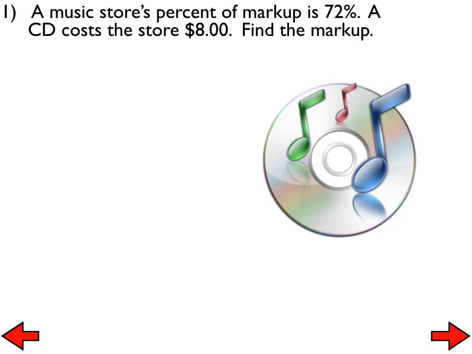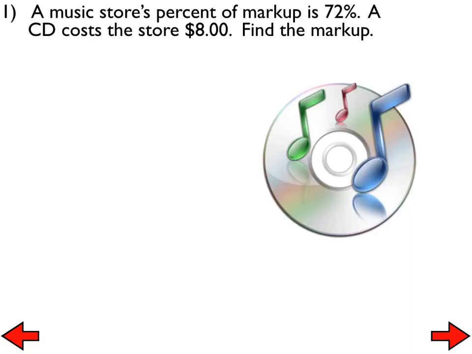So let's try number 1. Music store's percent of markup is 72%. The CD costs the store $8. Find the markup. In the directions at the end, it says find the markup. Do you see the word price? Is it asking you to find price? It's asking you to find markup only. So are you adding or subtracting in this problem? Yes or no? Adding or subtracting at all? No, you're not. It is markup only.